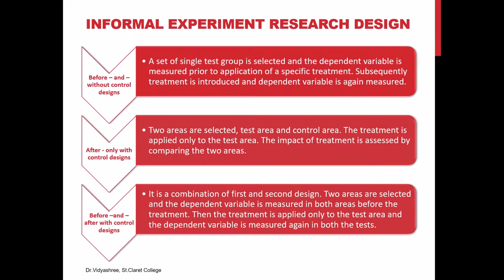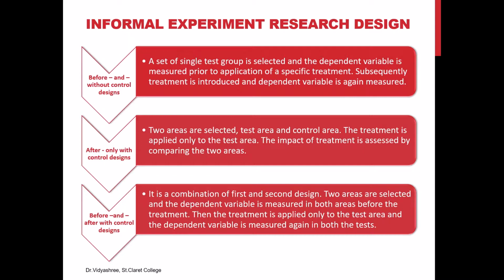I repeat, he is going to select two areas. Then he is going to measure the dependent variable of both areas. Of the two areas, one is the test area and the other is the control area. Then he applies the treatment only to the test area. After applying the treatment to the test area, again he is going to measure the dependent variable. That's why it is a combination, called before and after with control design.